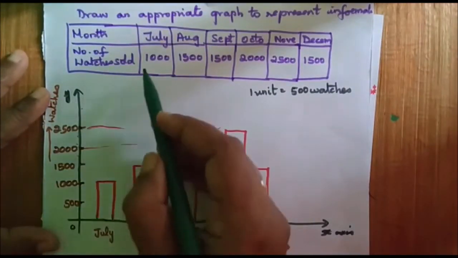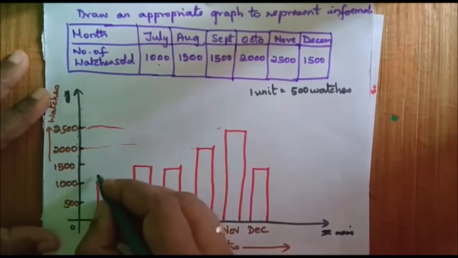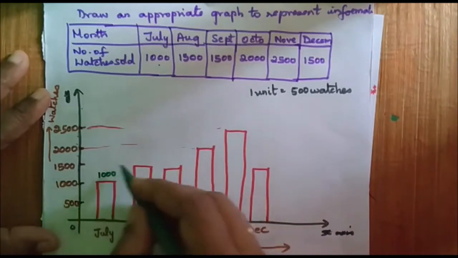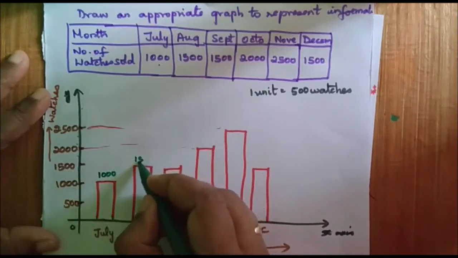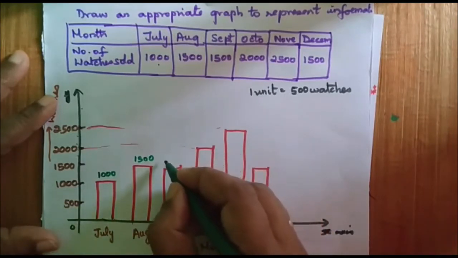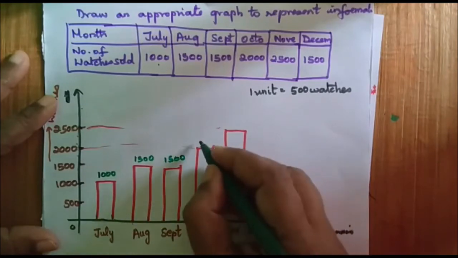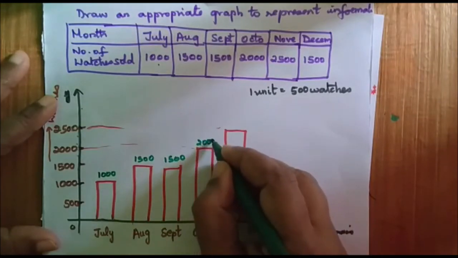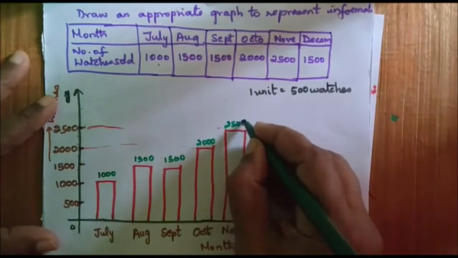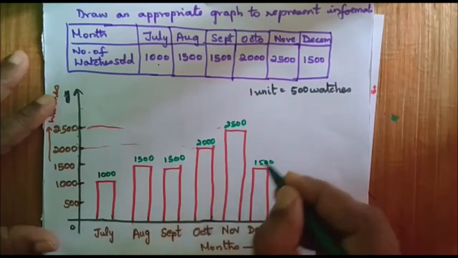So the first is 1000. This is how I draw a graph and it is 1000. For the second one it is 1500. I mark it as 1500. For the third month, for the month of September, it is 1500. Then for October it is 2000. For November it is 2500. Now for the month of December it is 1500.